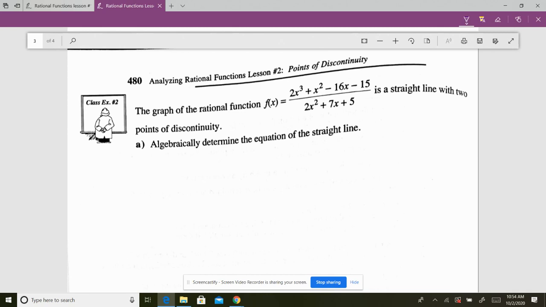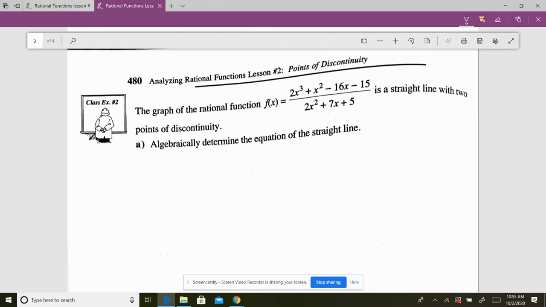What do you need to do when you get something that looks like this? Factor it. Now, it is a cubic up top, so normally you would have to list all the factors of 15 divided by all the factors of 2, write them all out, and test them. You know one's a factor if the remainder is 0, and then you would synthetically divide it. And then you've got to factor the bottom.